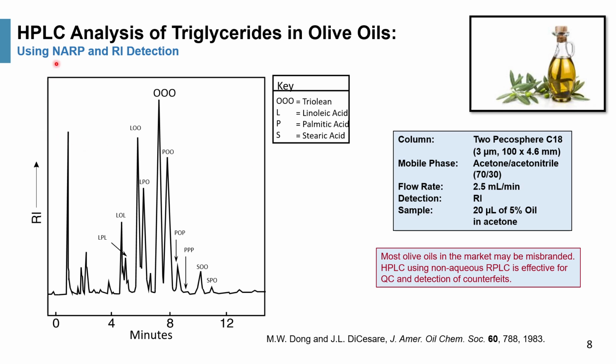The reason why it's called non-aqueous reverse phase is the fact that you do not use any aqueous mobile phase, because the oil is really hydrophobic, right? So you actually use something even stronger than acetonitrile, which is acetone. And this is under refractive index detection under isocratic conditions. Just a note that most olive oil in the market may be misbranded, or a lot of them are fake, because one can garner very high prices for olive oil. So this is a technique to counter counterfeit goods.